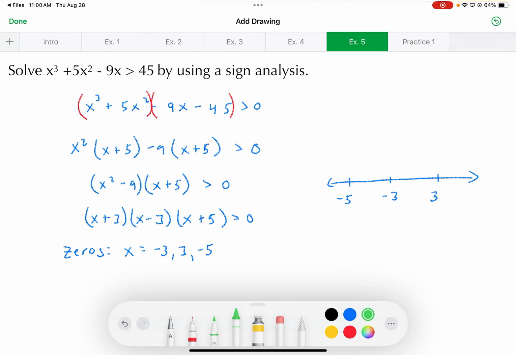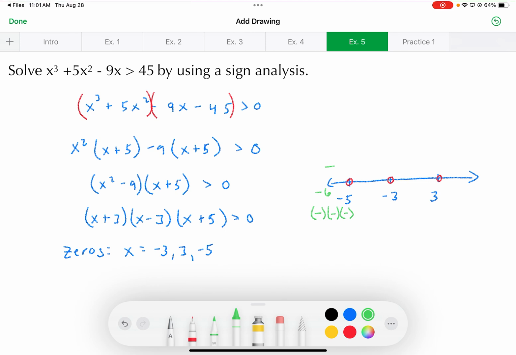Okay, once we're here, it's pretty much the same as the previous example. Are the zeros themselves part of this solution set? Not this time. Zero's not included, right? So we'll put open circles there and then pick a test value in each interval. I'd probably do a negative 6 here. If I plug negative 6 into the first factor, I'd get a negative. Into the second factor, a negative, and into the third factor, a negative. 3 negatives multiplied to a negative.